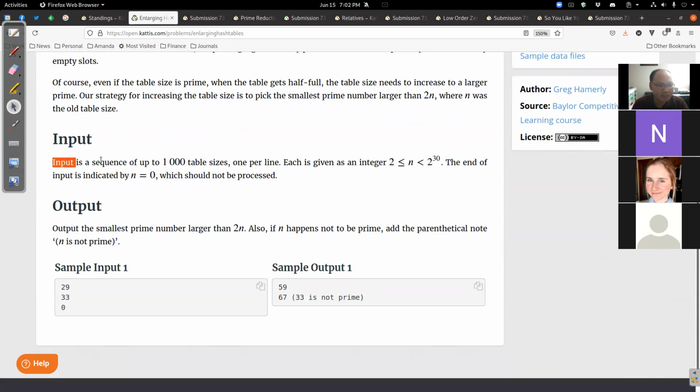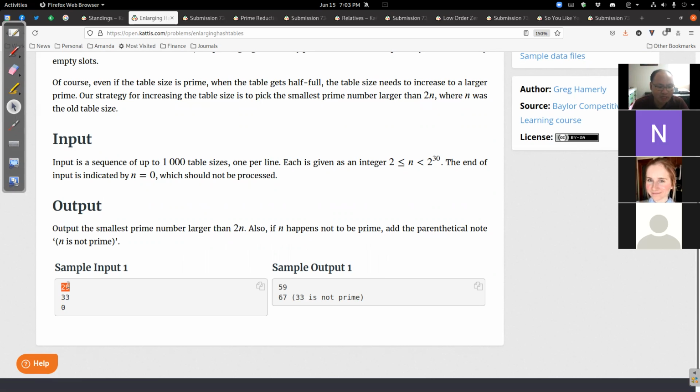Okay, they ask you that the input is a sequence of 1,000 table sizes. Each is a number from anywhere between 2 to 2 to the 30th minus 1. It's strictly less than 2 to the power 30. The end of input is indicated by n equals 0, which should not be processed. I will put the smallest prime number larger than 2n. Also, if n happens not to be prime, add the parenthetical note that n is not prime.